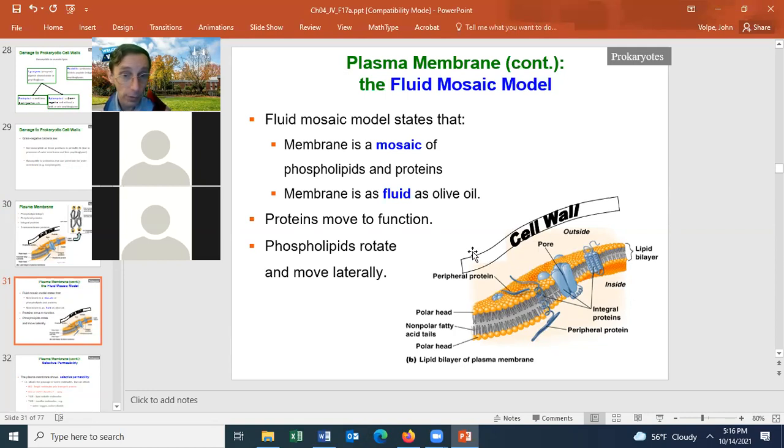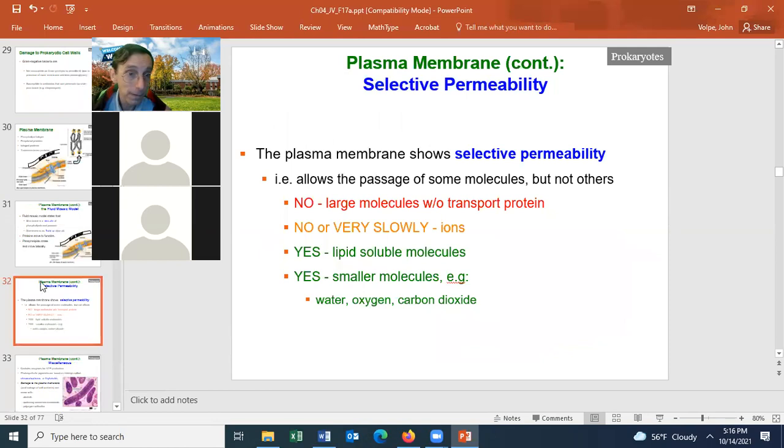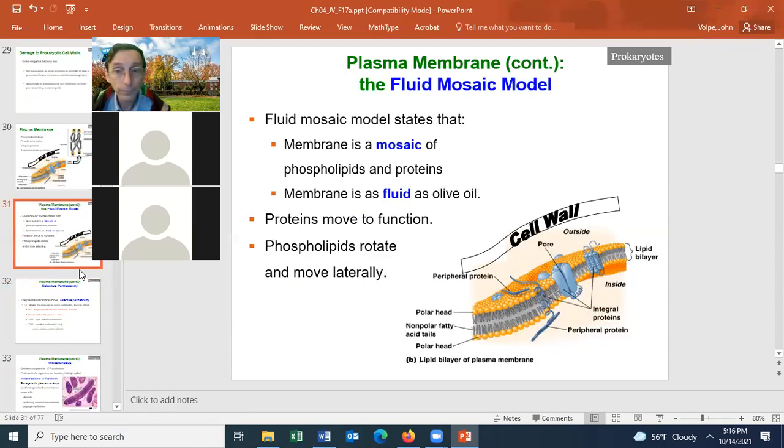Now, not all proteins move. Is that in my next slide? No. There are some proteins which do not move.